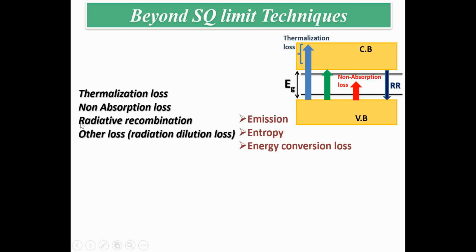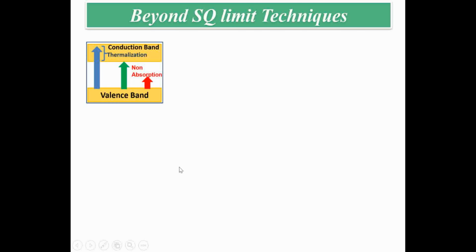So if we have to achieve efficiency beyond SQ limit, we have to lower down these losses. Okay. So here the main loss is thermalization and non-absorption loss, and radiative recombination and other losses also can be lowered down, and they also give like 5 to 10% increment in the efficiency upon lowering them. So let us see the various techniques to lower down thermalization and non-absorption loss.